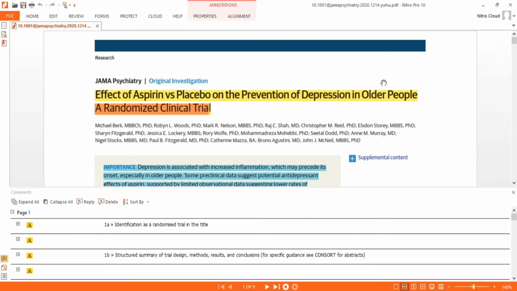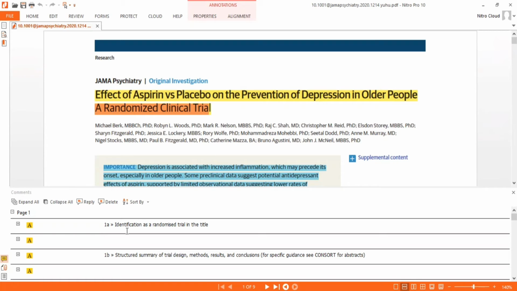My name is Naura Filza and today I will present about the CONSORT checklist of information to include when reporting a randomized trial. So basically there are 25 checklist items and I will show you which checklist section in my article.